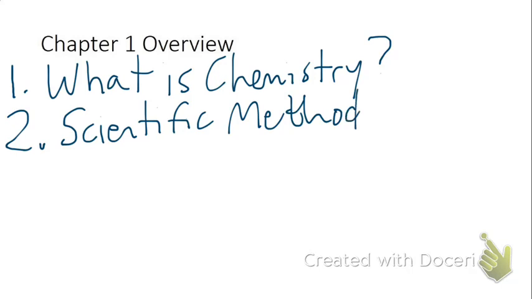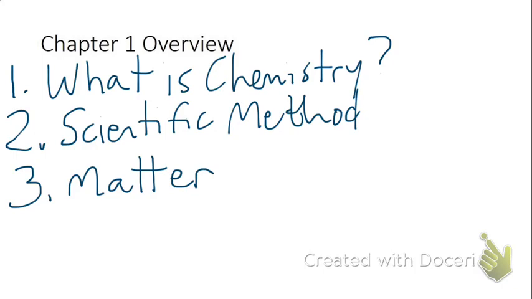So how do scientists think? How does science get done? That's a very important thing for us to talk about. And then we're going to talk about matter. What it is, how we can classify it, how we can characterize it, what happens if it's mixed up. We're just going to talk about matter and why it matters to us.